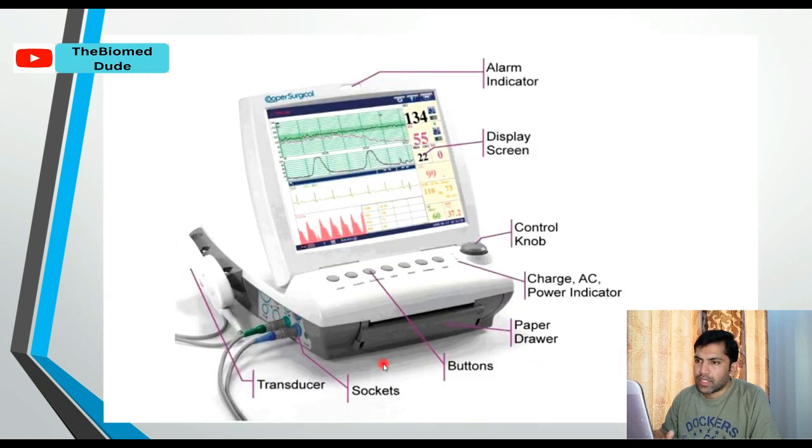In this slide I am showing you the CTG machine and the different parts of this CTG machine. Here are two different transducers, and this is the connector and sockets of the transducers. Here are the different switches or buttons. Here is the paper drawer, here are the indications for charging and power battery, and here is the knob connector. Here is the display where we show the graph and the numeric display of the fetal information, and here is the indication if some alarm occurs.